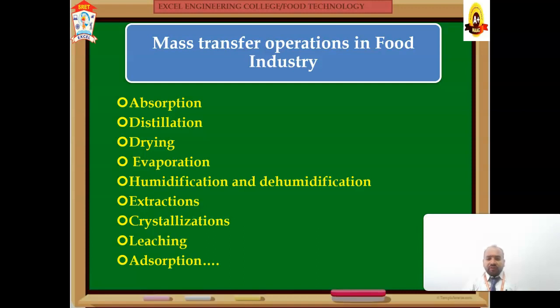Like the humidity chart, here we can predict a lot of values. What are the properties of that dry gas? This is one of the inlets in our drying operations. That's why we are going to calculate from here.